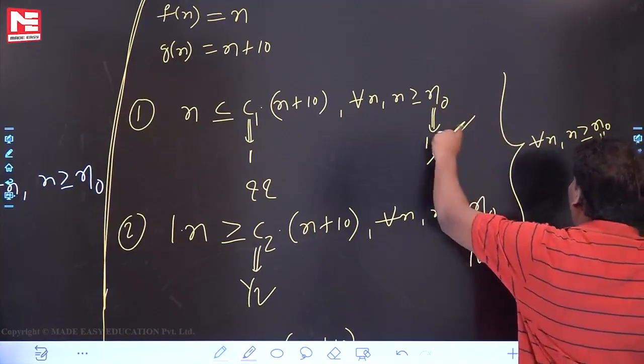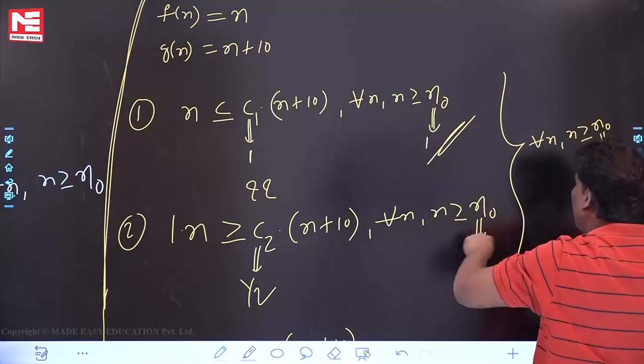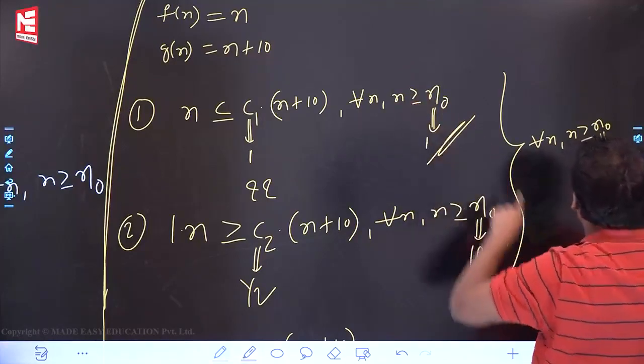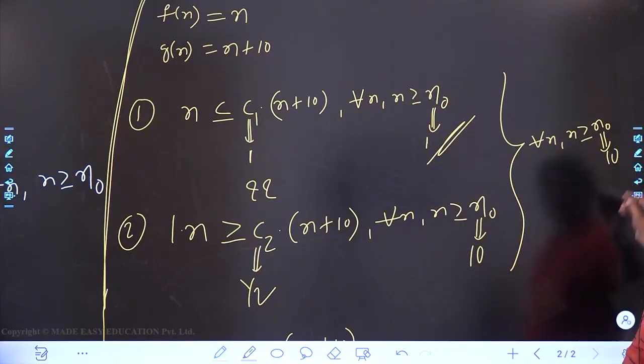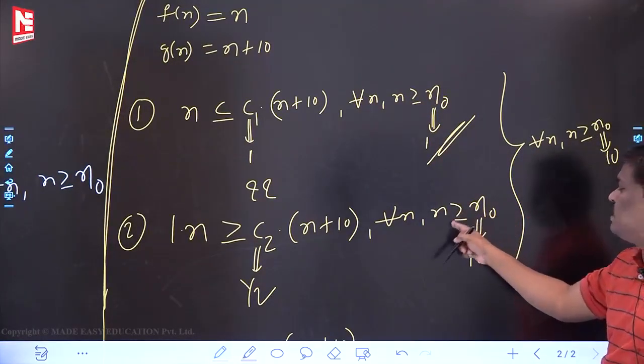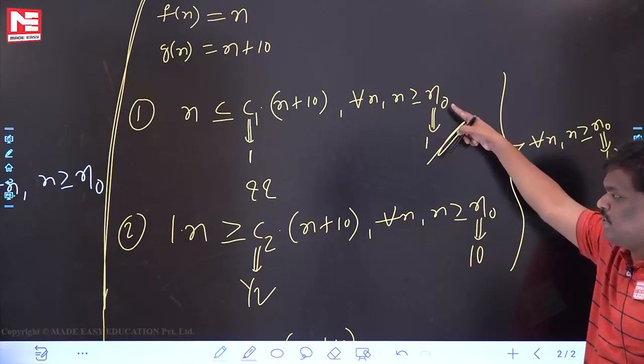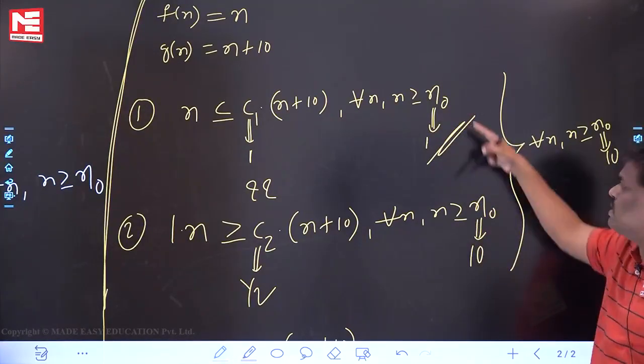One is true from 1 onwards everywhere. The other is true from 10 onwards everywhere. Both combined are true from 10 onwards everywhere. If I say 1, the second doesn't pass at 1, but the first will pass. If I say 5, the second doesn't pass, but the first will pass.